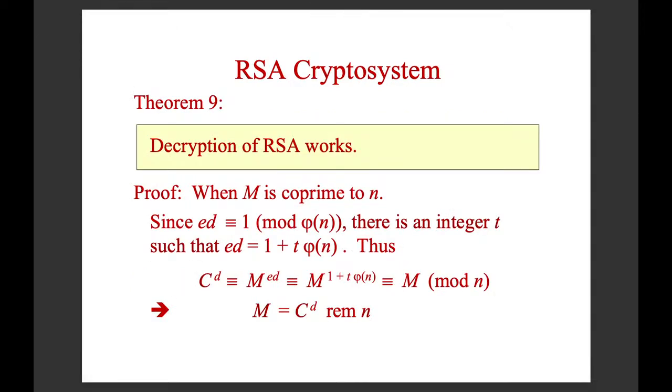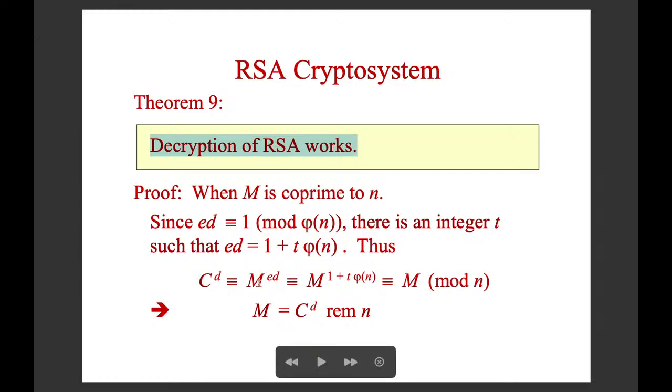So why is it true? Okay, so we need to show something. At least we need to show that the decryption of RSA works for any message m. Let's take a look at two separate cases. When m is coprime to n, what will happen? Now when m is coprime to n, then we are actually using the Euler's extension of Fermat's Little theorem.